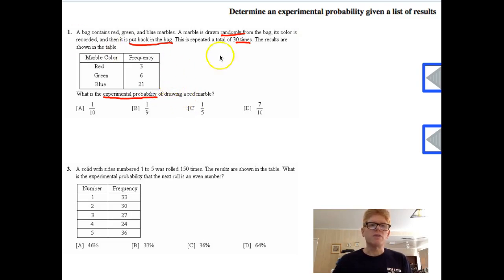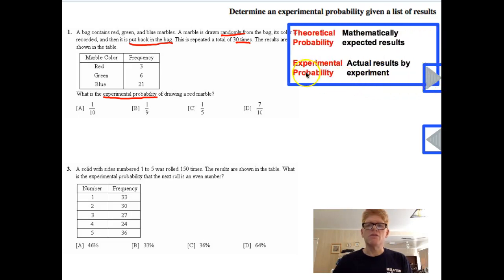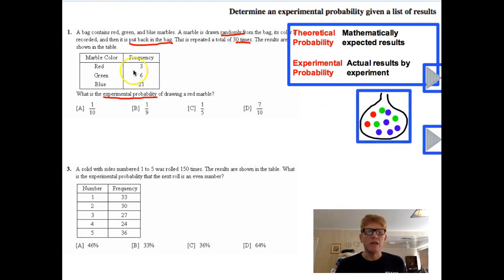Now, there is a difference between experimental and theoretical probability. The theoretical probability is the mathematically expected result, whereas the experimental probability is what actually happens when we perform an experiment. And believe it or not, those numbers are not always the same. Now, the more experiments you do, the closer you get to the theoretical probability. If you do an experiment 1,000 times or 2,000 times, you're probably going to get something really close to the theoretical probability. But if you do it maybe once or twice or 3 or 4 times, you might not get anything near what's expected.